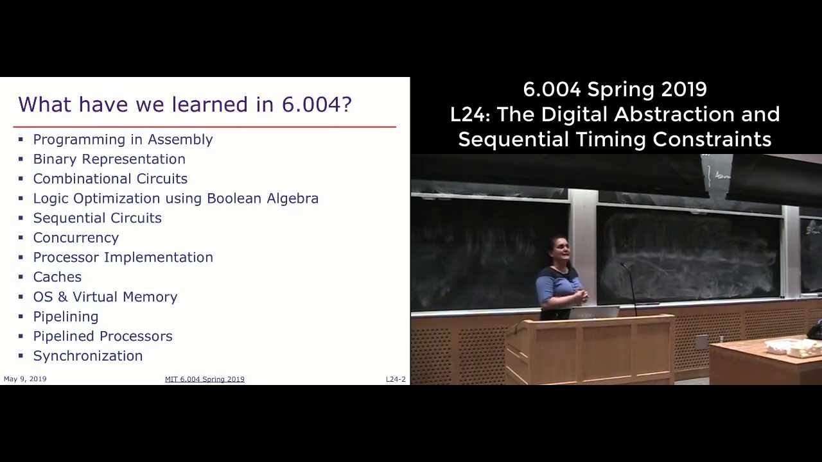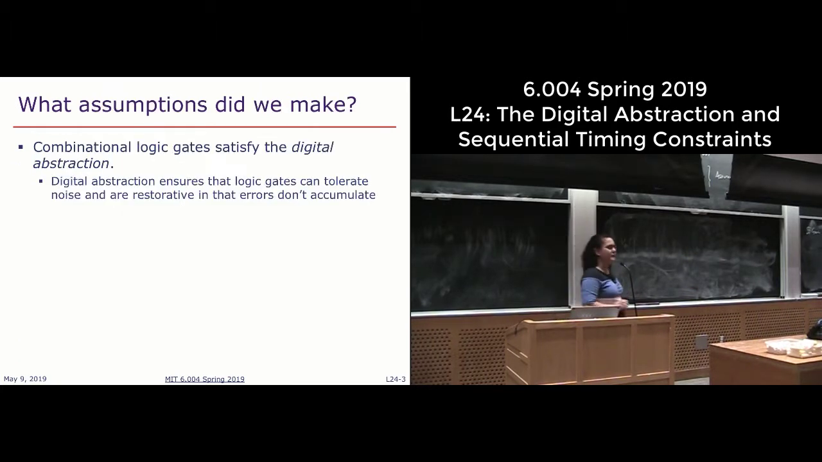But I just want to highlight a couple of things before the semester ends about some assumptions that we've made. There are two things we're going to focus on in today's lecture. The first is, what assumptions did we make about our combinational logic gates? In order for combinational logic to work, it has to satisfy what we call the digital abstraction. And today we're going to learn a little bit about what this digital abstraction means and how we use it in order to build combinational logic that works.